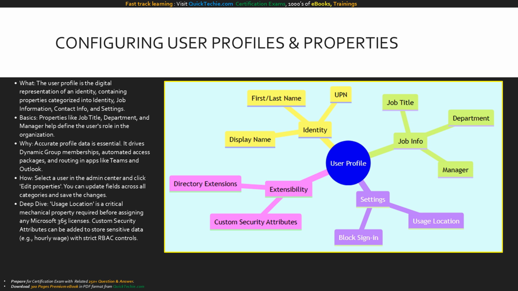Second, if you need to store highly sensitive data like an employee's salary band, you can use custom security attributes, which are protected by their own strict role-based access control separate from global admins.